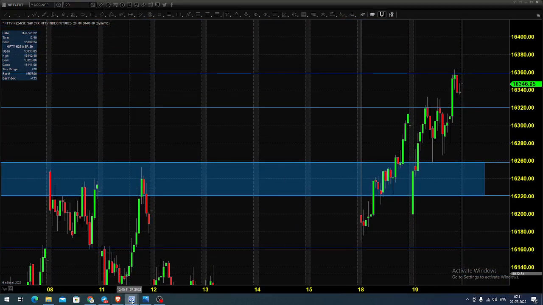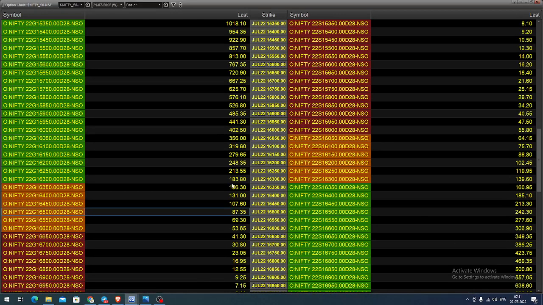And how can we do this in the options market? The option chain you're seeing is for the July month monthly expiring contract. In this, you can select the 16,500 call option strike. Whenever the price hits any support, you can buy this call option with a 50 point stop and you can expect the value to increase once the underlying asset increases.